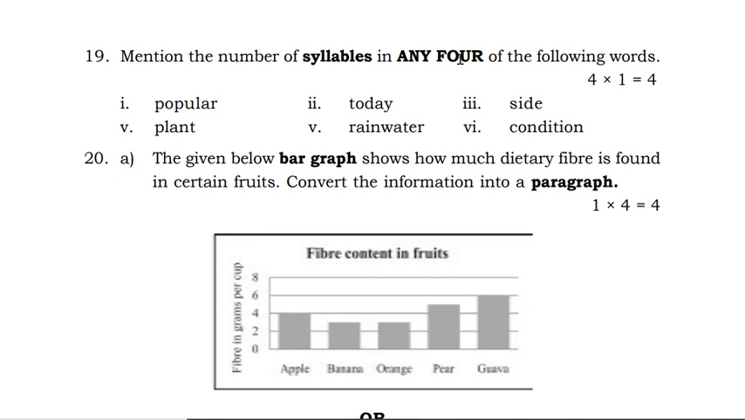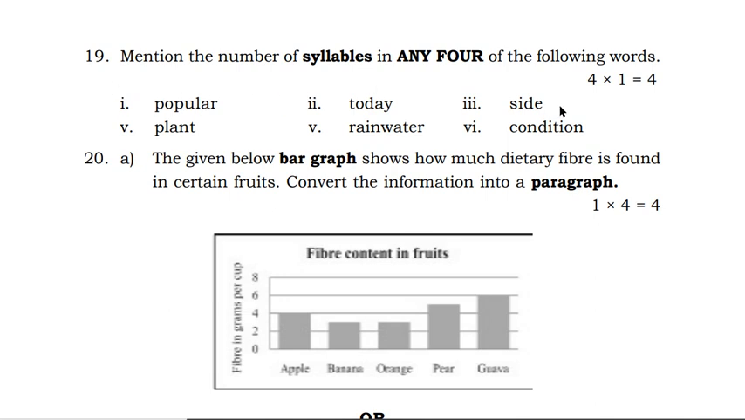Mention the number of syllables in any 4 of the following. So syllabification. How many syllables are present in each word? That one we have to write here. For example, popular, 3 syllables. Today, 2 syllables. Side, 1 syllable. Plant, 1 syllable. Rainwater, 3 syllables. Condition, 3 syllables. Like this, you have to find out the number of syllables in that word, and if you write it, you get 1 mark for each correct answer, and you get 4 marks in total.